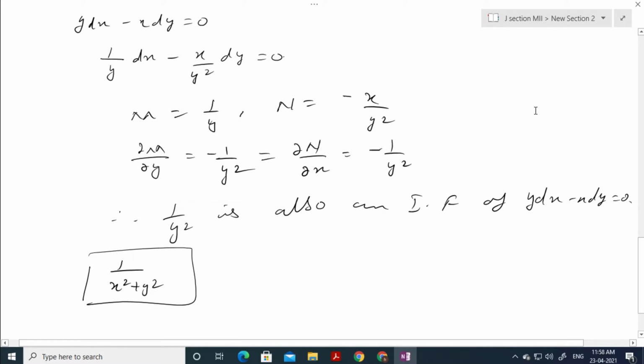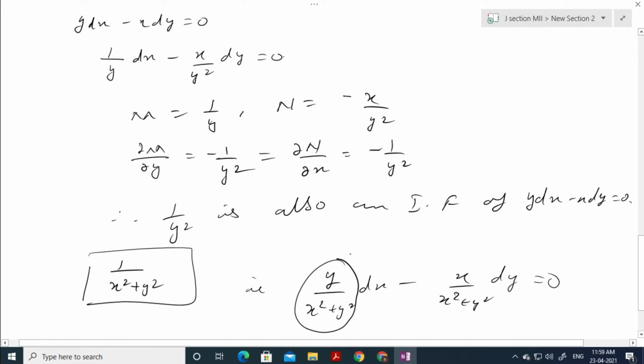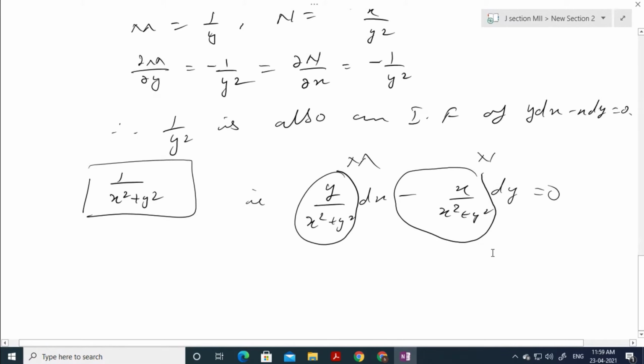Just multiply by 1 by x square plus y square. Now what do you have when you multiply it? You will have y by x square plus y square dx minus x by x square plus y square dy. Now this is your M, and including the minus sign, this is your N. Calculate dou M by dou y and dou N by dou x and check whether that is exact or not. It is exact, ma'am.